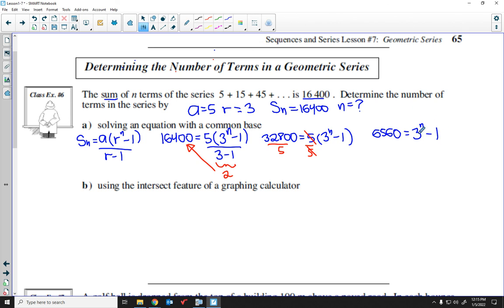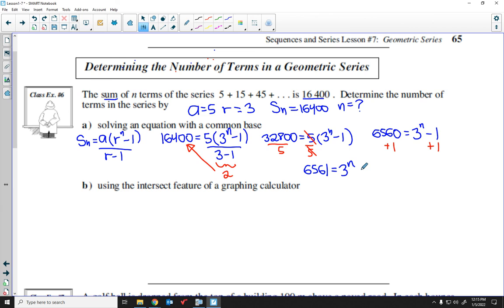And again, I want to get the term that has the n attached to it isolated. So now I'm just going to add 1 to both sides of the equation. And if I do that, I would then get plus 1, and then I would have 6561 is equal to 3 to the power of n.